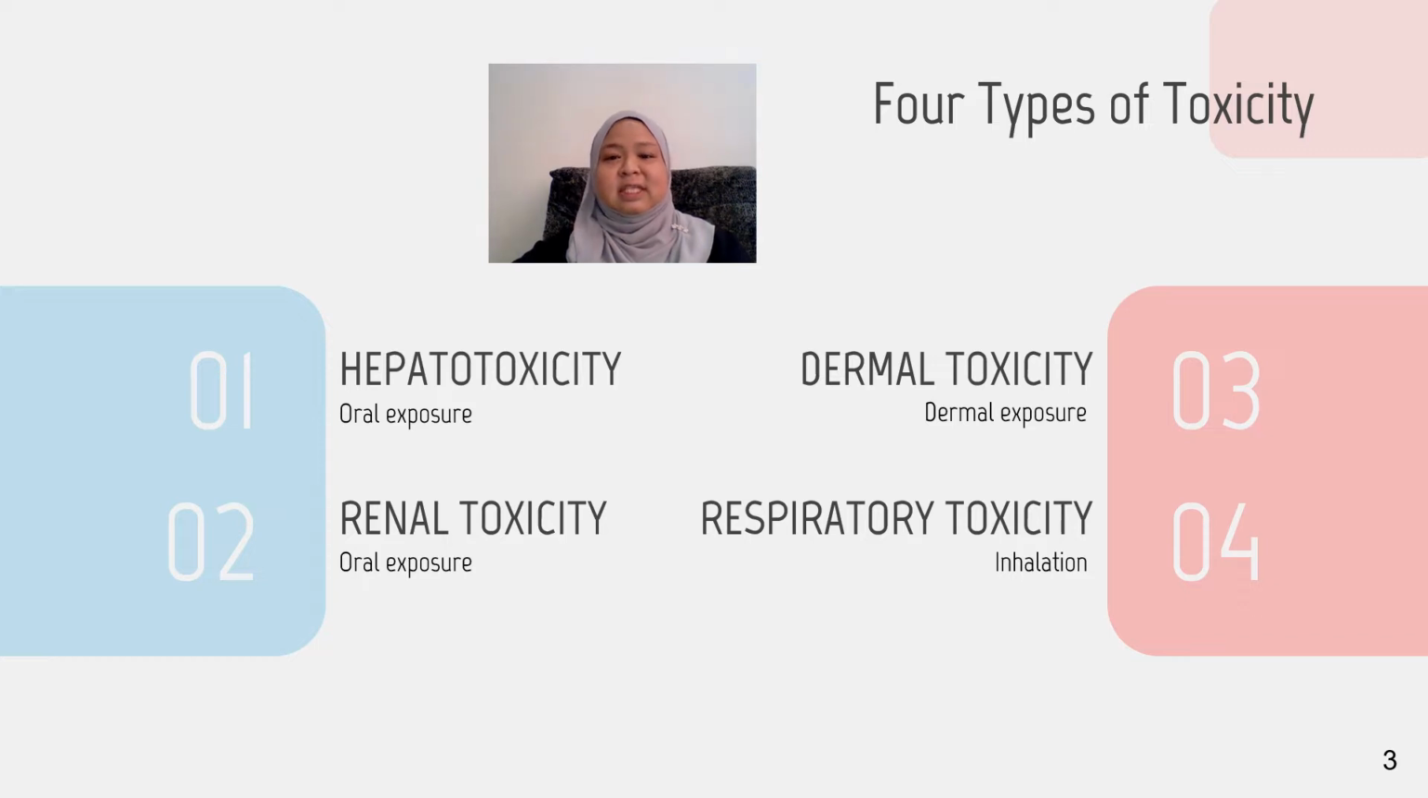So for this assignment, first is hepatotoxicity, that usually happens due to the oral exposure, through the food that we consume containing the food toxicants. Number two is renal toxicity, also due to oral exposure. I can say that hepatotoxicity and renal toxicity are actually the most common toxicity that happen due to the exposure to food toxicants. Number three is dermal toxicity, that can happen due to skin exposure. And number four is respiratory toxicity, through inhalation.